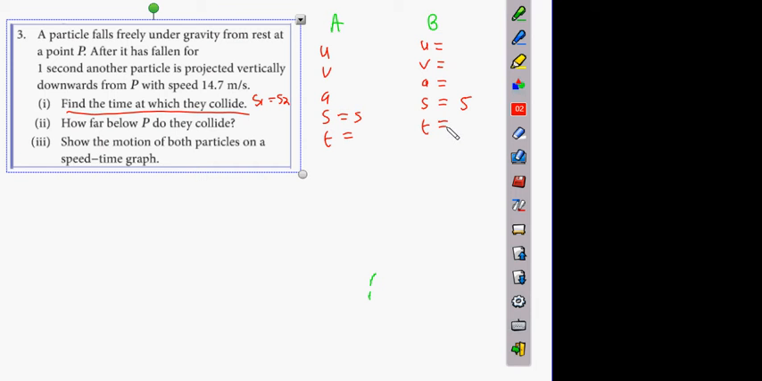Now, unlike most questions, this one has a time difference. How do you treat the time? 1 second. Another particle, we'll call that particle B. If one of them's in the air T amount, you can do that as T minus 1. Alternatively, and you'll get the same answer, you could have done T plus 1 and T, whichever one suits you. I'm probably just going to go for T minus 1. Both systems will get you the same result.